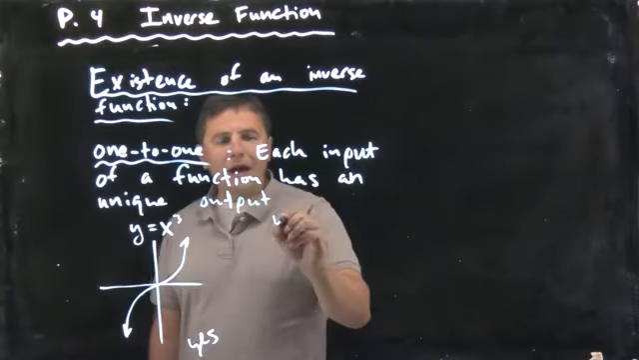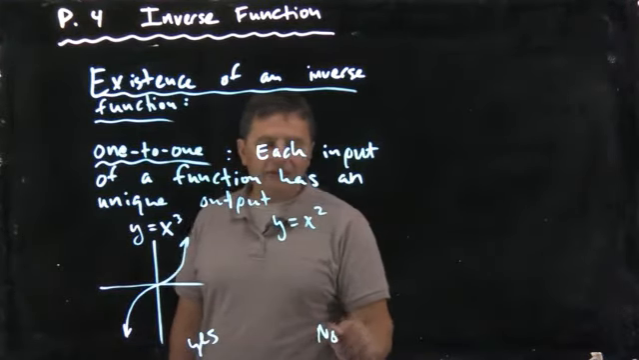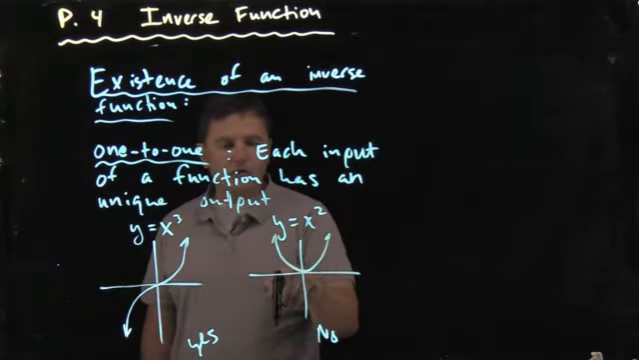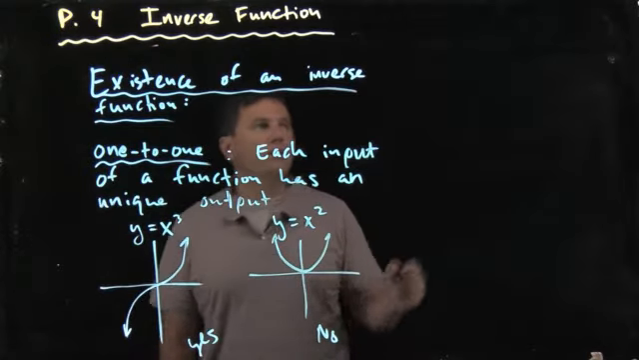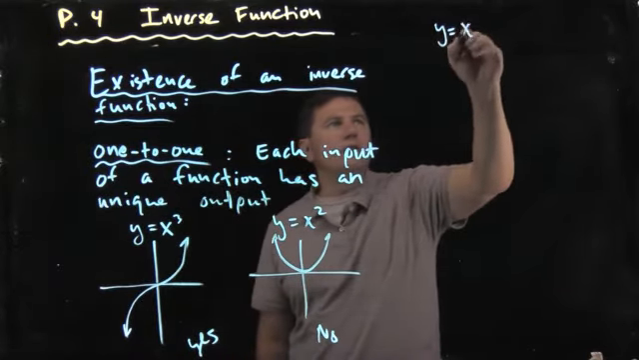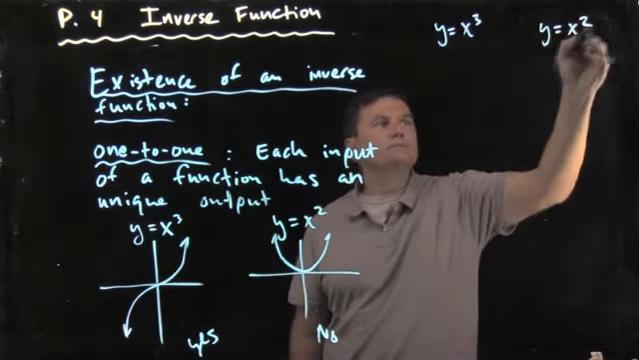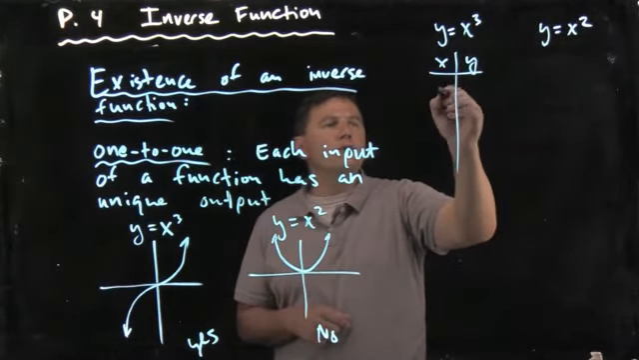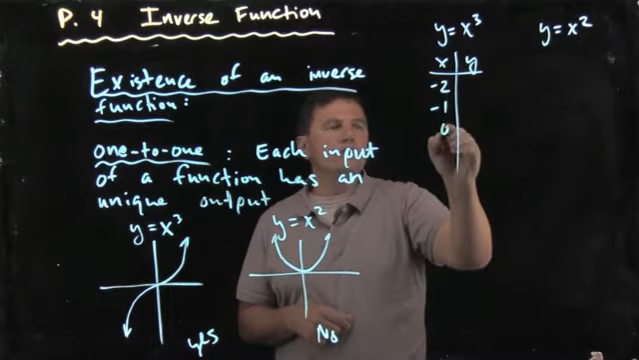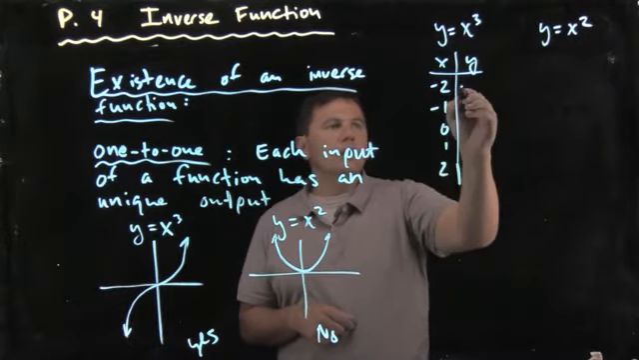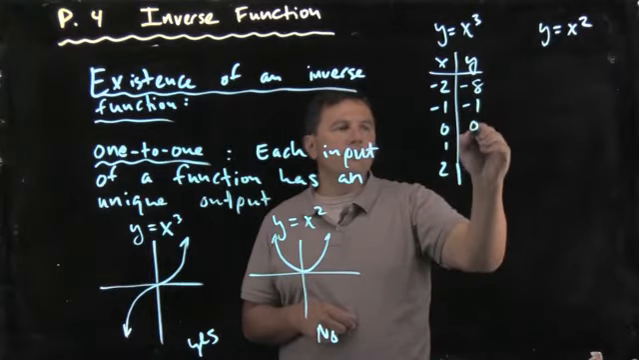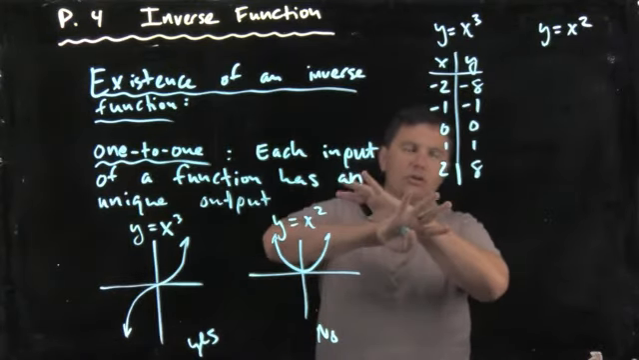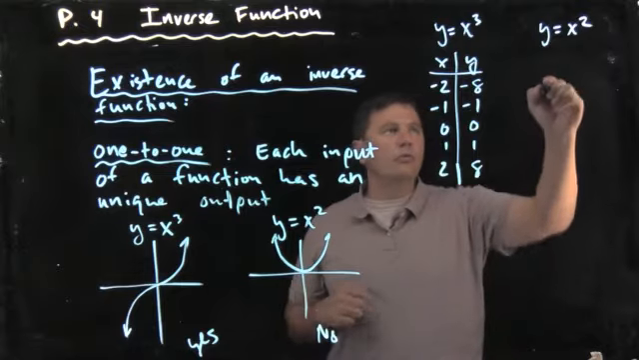Okay? Y equals x squared is not one-to-one. And the reason why is, if we look over here, we're repeating an output. So graphically, numerically, what we're talking about is, if you look at x to the third versus x squared, let's just take a look at a few values here. -2, -1, 0, 1, 2, right? We get -8, -1, 0, 1, and 8. All those outputs are unique.